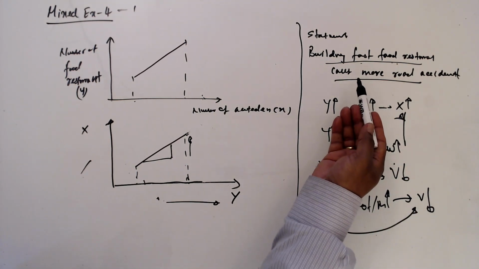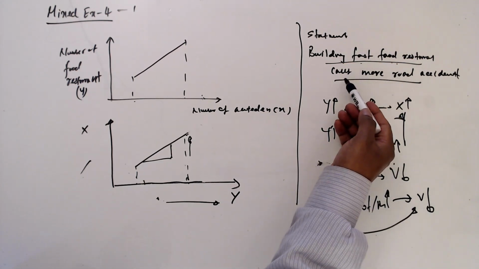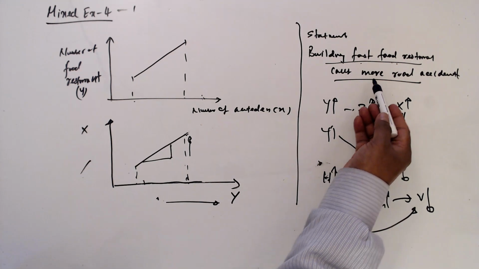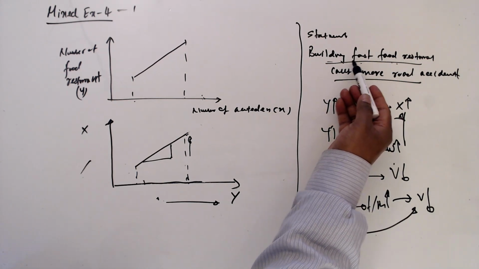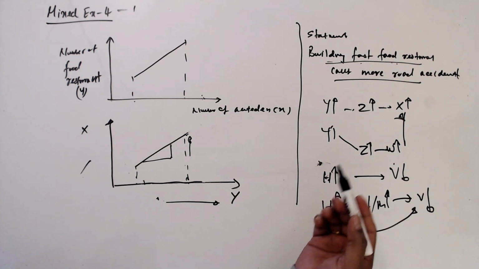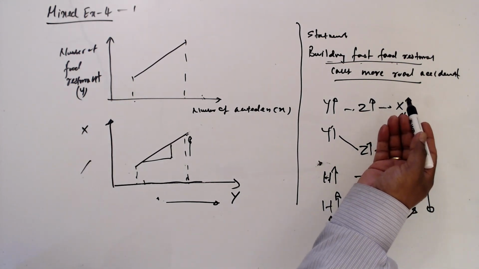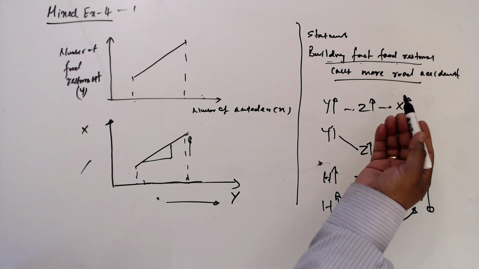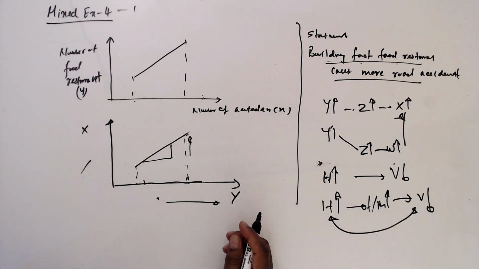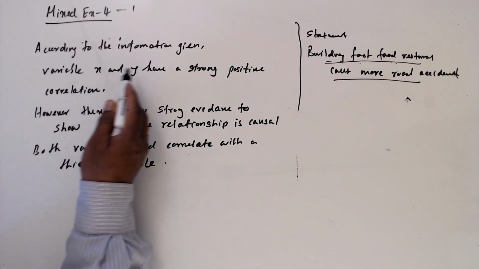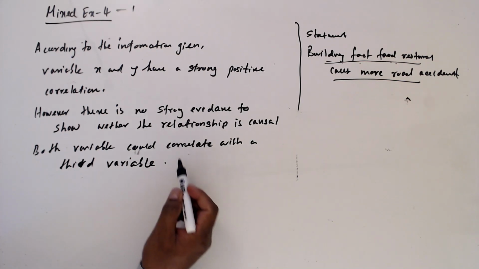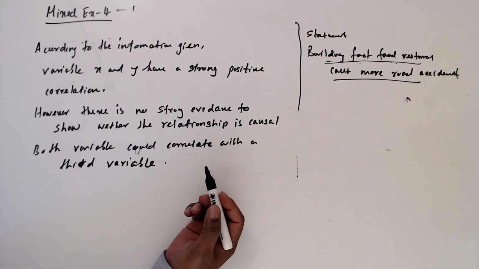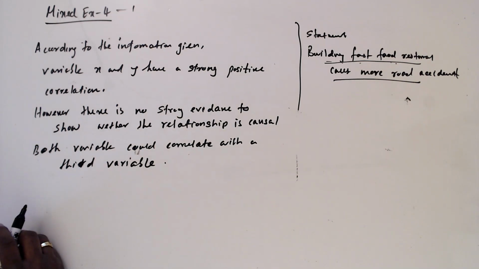We can look at it the other way around as well. Building fast food restaurants causes more road accidents. How about the other one? More road accidents are caused by developing, building the fast food restaurants. The number of road accidents is increasing. Is this due to building more and more restaurants? No, that doesn't make sense. Hence, according to the information given, the variables X and Y have a strong positive correlation. However, there is no strong evidence to show whether the relationship is causal. Both variables could correlate with a third variable.